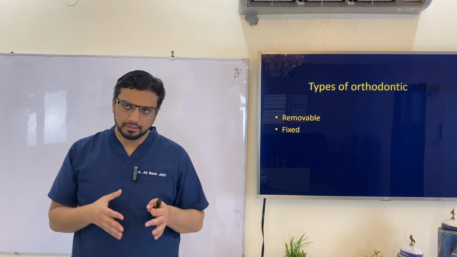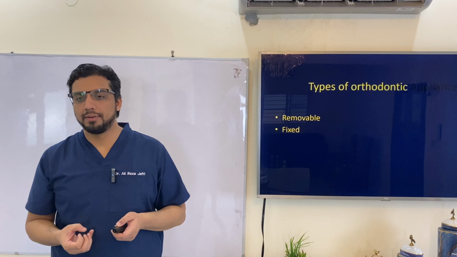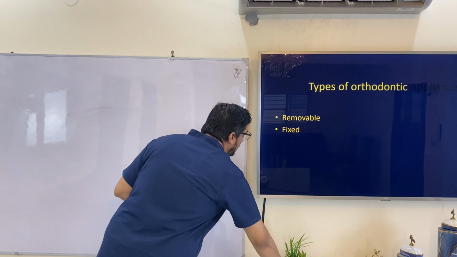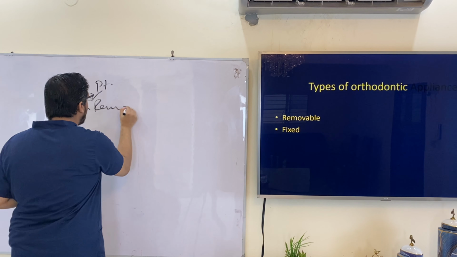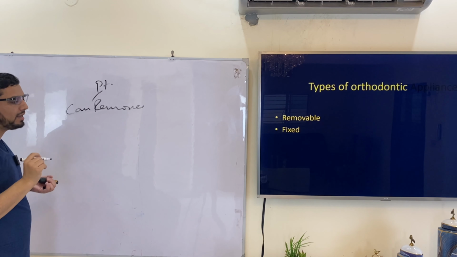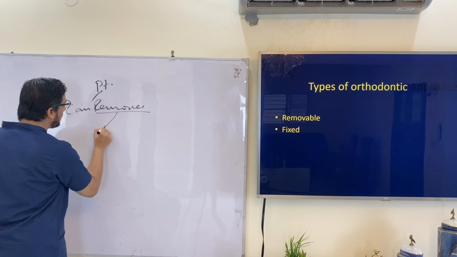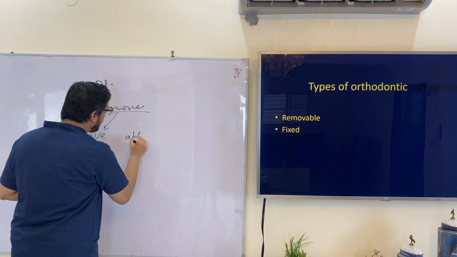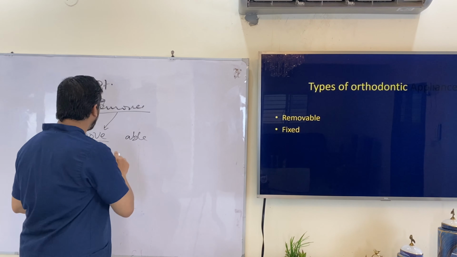fixed appliances. However, the removable are those kinds of appliances which the patient can remove from their oral cavity. So the basic criteria of fixed or removable is that if the patient can remove it, we call it removable. The word removable is derived from the word remove. So what is a removable appliance? The appliances which can be removed by the patient are called the removable appliances.